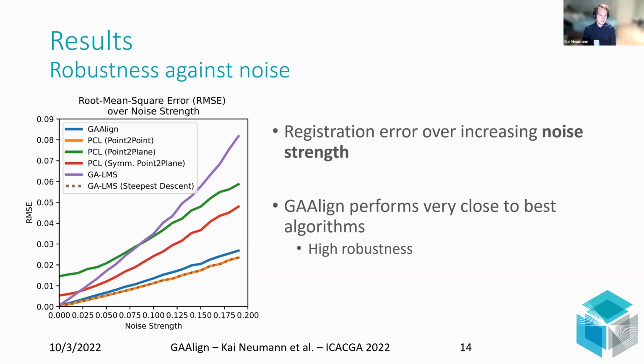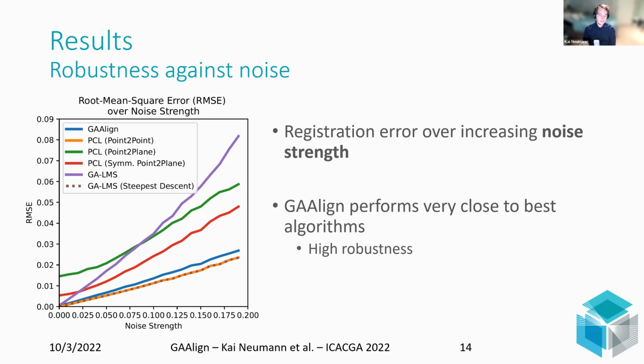And what we can see here, for comparison, in blue, we have our algorithm, and then we have 3 ICP variants, all implemented in the PCL library, so the point cloud library. And then we also compare ourselves against the geometric algebra-based method GAALMS. We're using two versions of it. First, the basis version, and then I think 1 year later, they published an updated version, which uses a steepest descent approach. And we also use that.